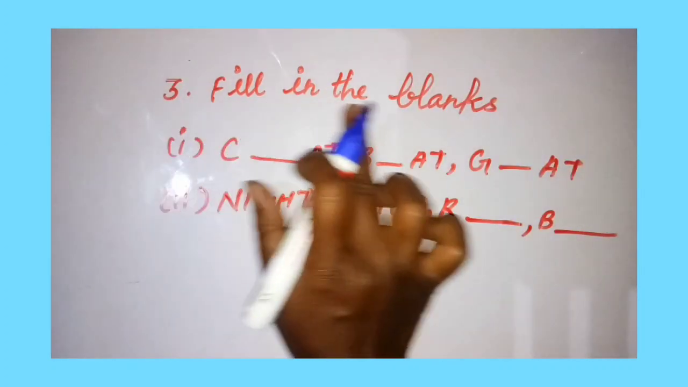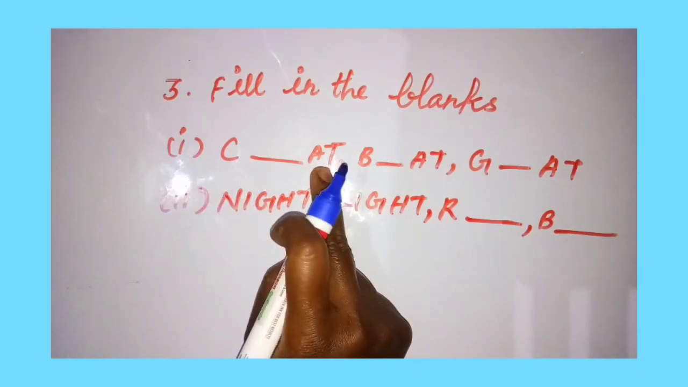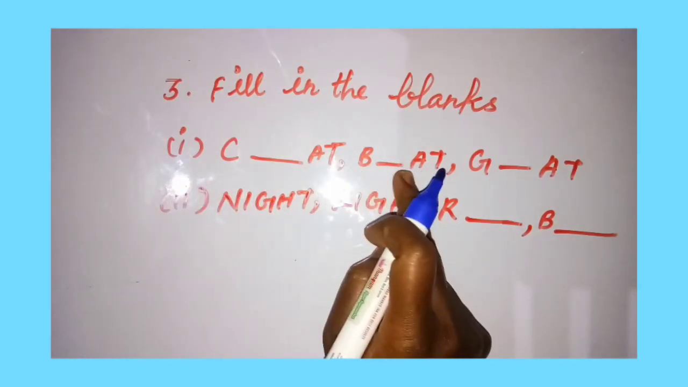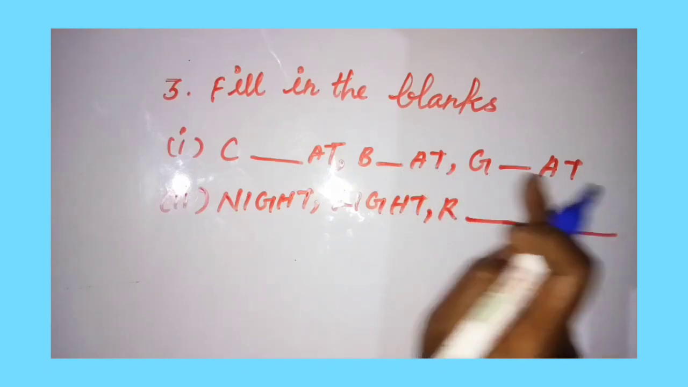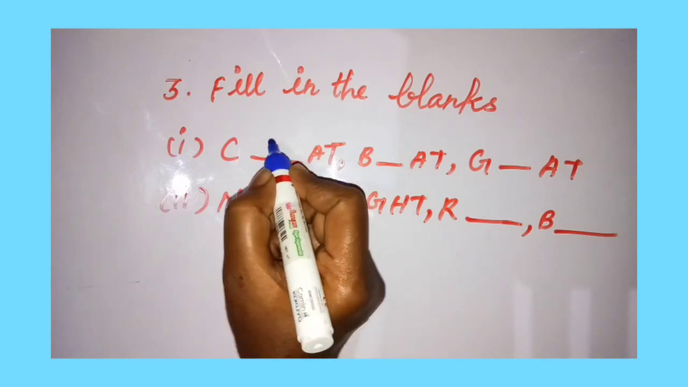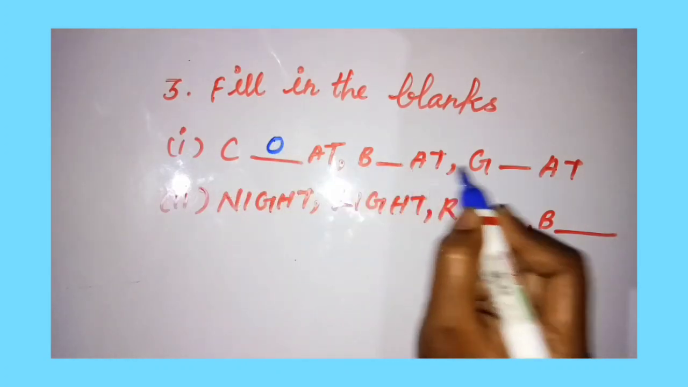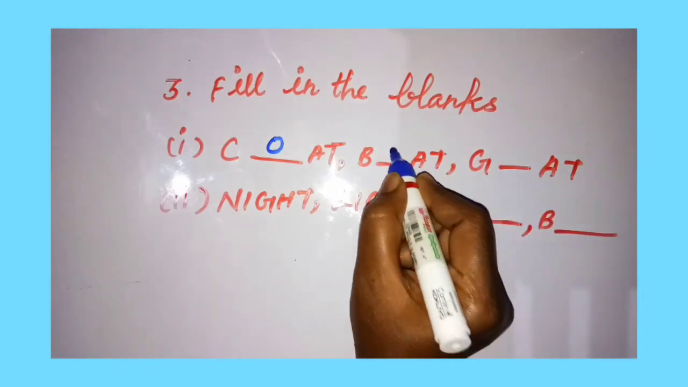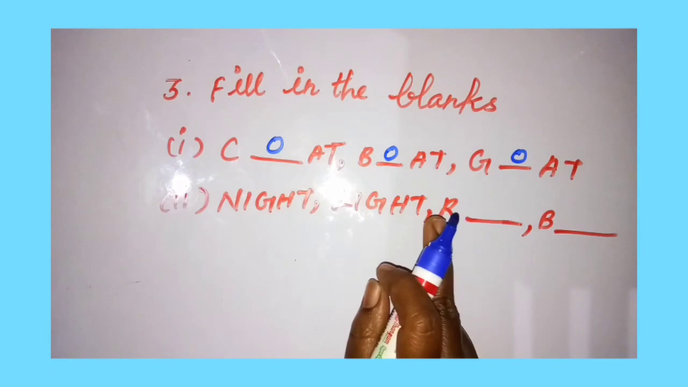Third one, fill in the blanks. So first one C dash AT, next one B dash AT, G dash AT. So the missing letter is O: goat, boat, goat. So we write O, O, same letter.